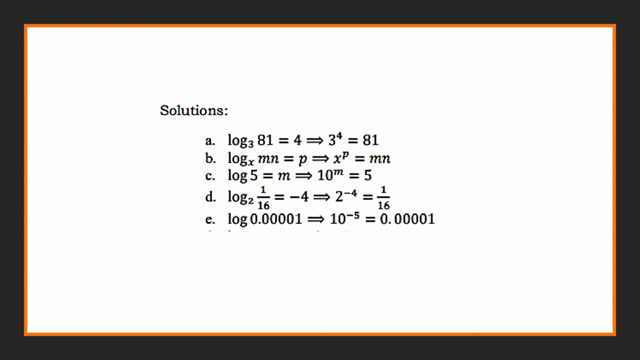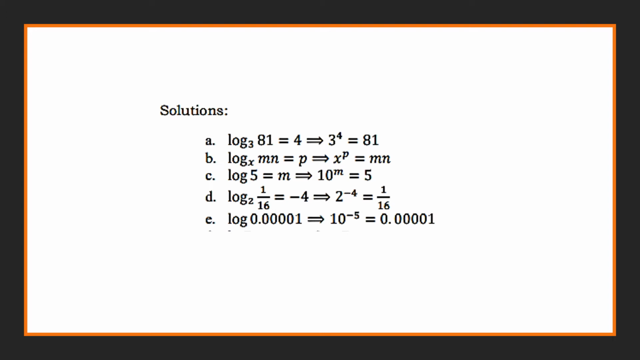x raised to p equals mn. Then here, when there is no base, it's automatically base 10. So, if you don't see a base, that's base 10. 10 raised to m equals 5. Logarithm of 1 over 16 to the base 2 equals negative 4. Did you see it has a negative value? Equals 2 raised to negative 4 equals 1 over 16.